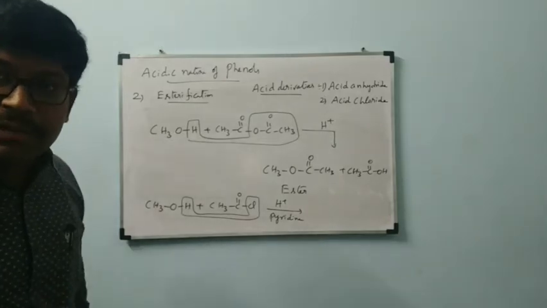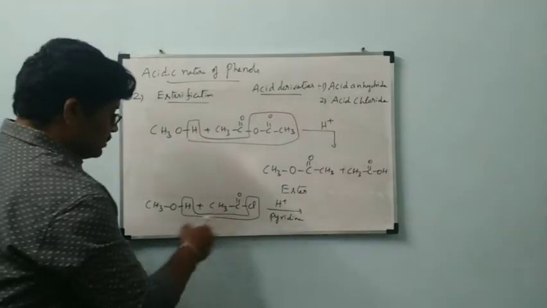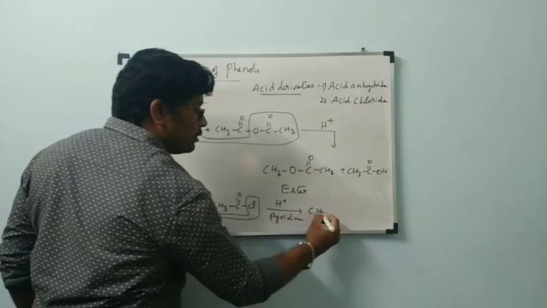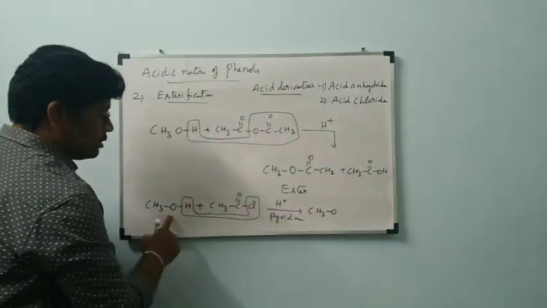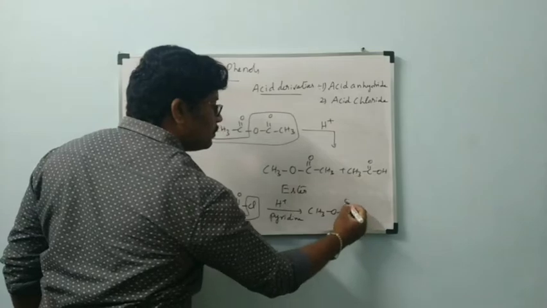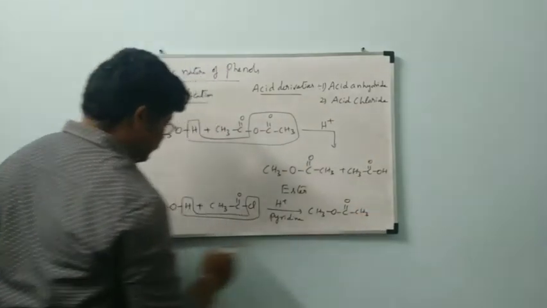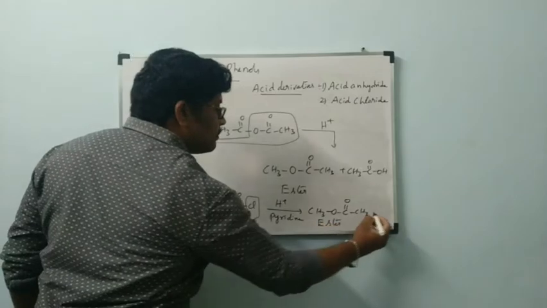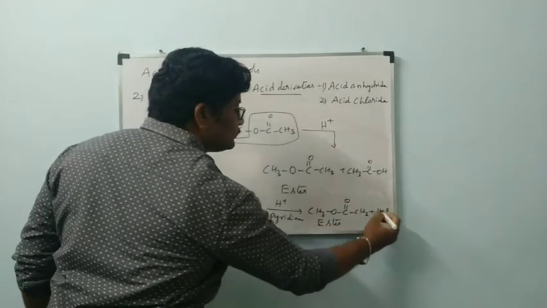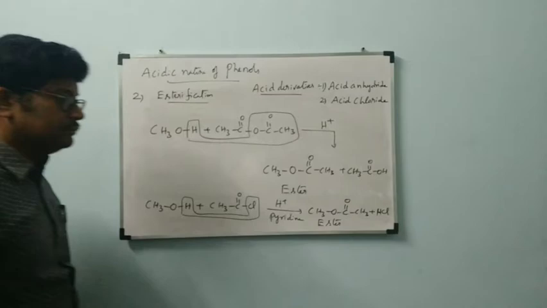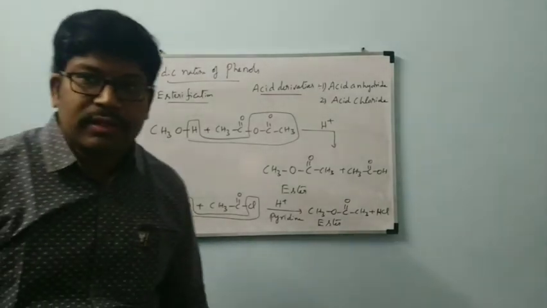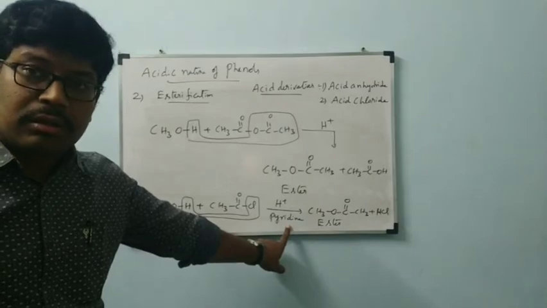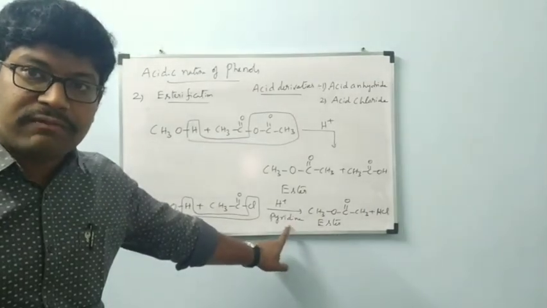What is the importance of that pyridine, I will say now. Starting with the CH3, O, C double bond O, CH3, this is ester plus HCl. Ester plus HCl. Note down the importance of pyridine, all of you.